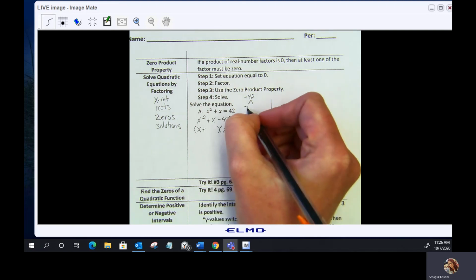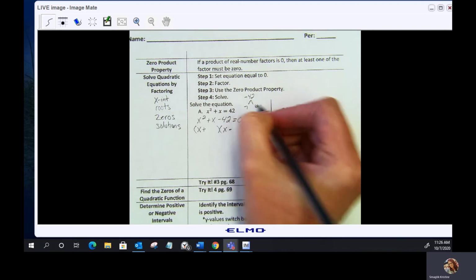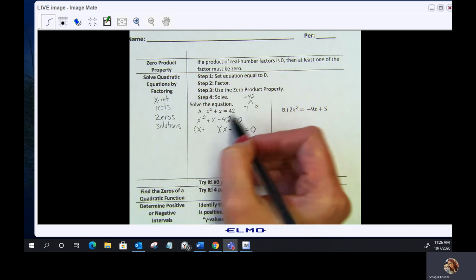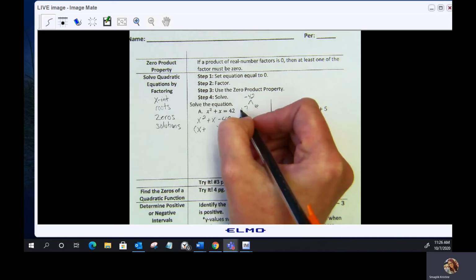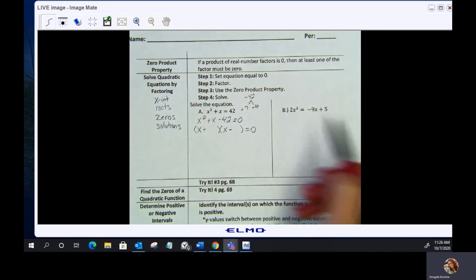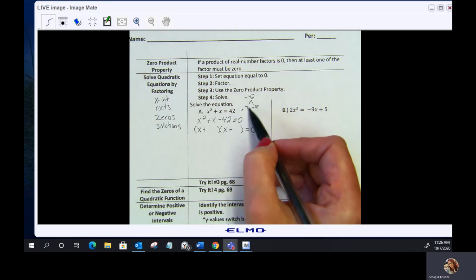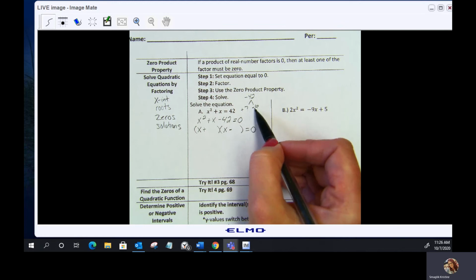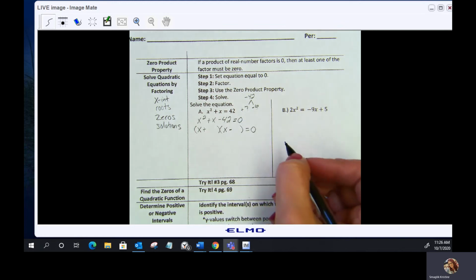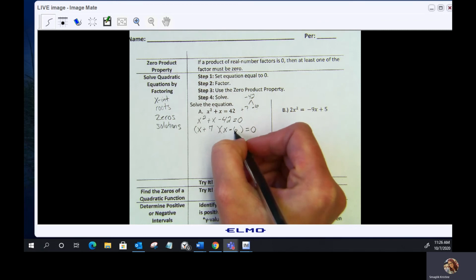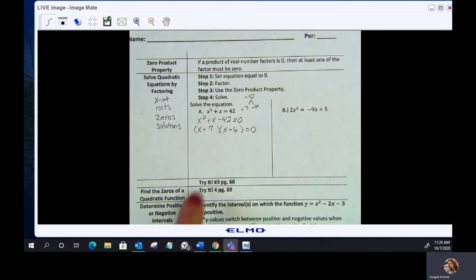Well, I'm thinking right off the bat 7 and 6. And if you notice, 7 is bigger than 6, so that means 7 would have to take the sign of the middle term. Now let's double check that. 7 times negative 6 is negative 42, and 7 plus a negative 6 is a positive 1. So let's drop the 7 in with the plus and the 6 in with the minus, and I'm factored.